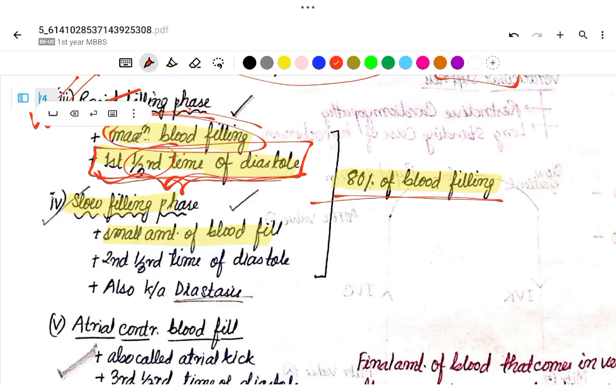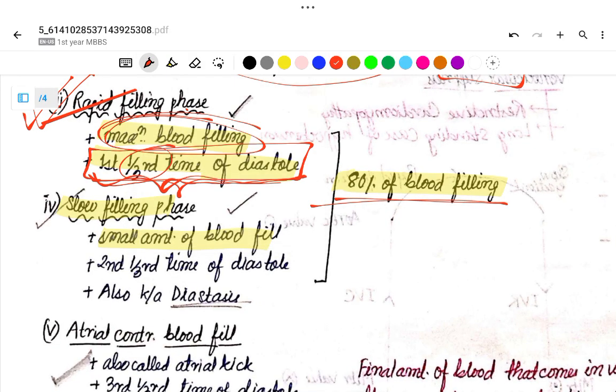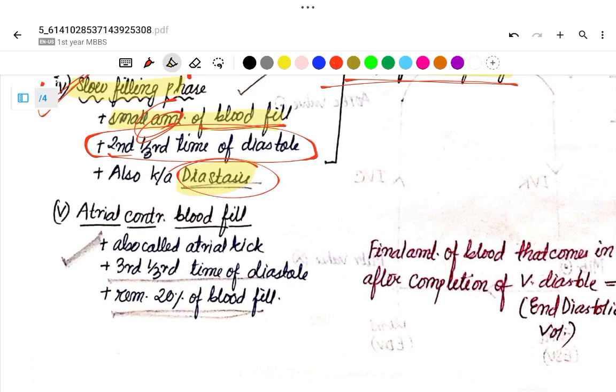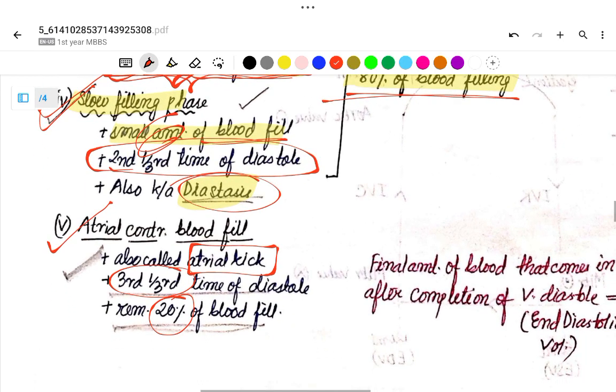Here, a small amount of blood is filled. The second two-thirds of the time of diastole is also known as diastasis, the slow filling phase. Next, the last is the atrial contraction blood fill, also known as the atrial kick. It is the third one-third of the time of diastole. The remaining 20% of the blood is filled here.